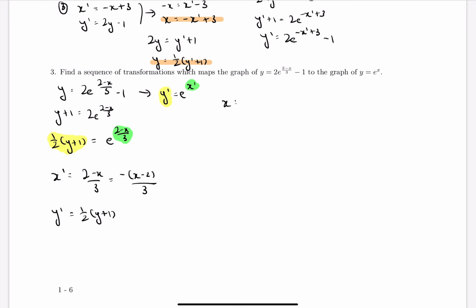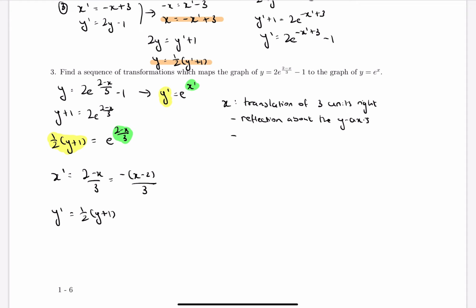So the order we want to write it in is the translation first. So translation of 3 units right. And then the reflection. So this is a reflection about the y-axis. Yeah, because it's the x value being minus x, which means you flip about the y-axis.